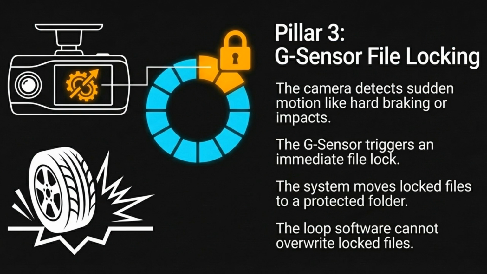Pillar 3. G-sensor file locking. The camera detects sudden motion, like hard braking or impacts, which triggers an immediate file lock. The system moves locked files to a protected folder, so the loop software cannot overwrite them.